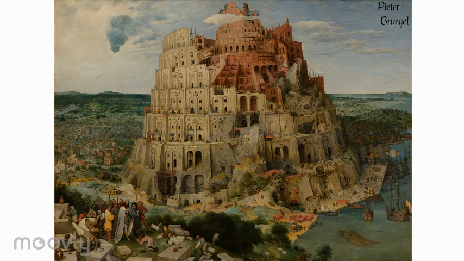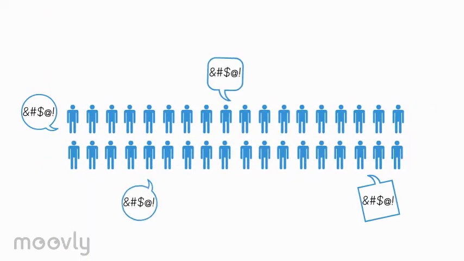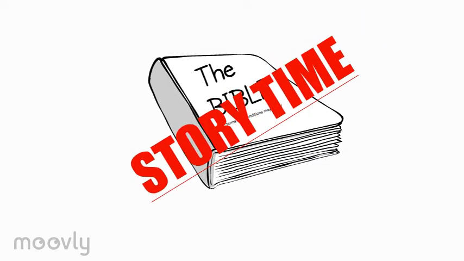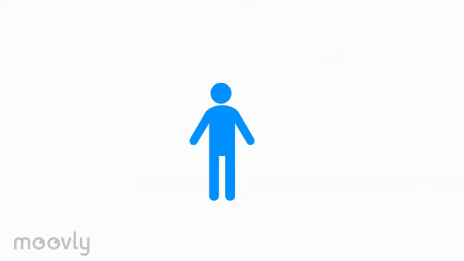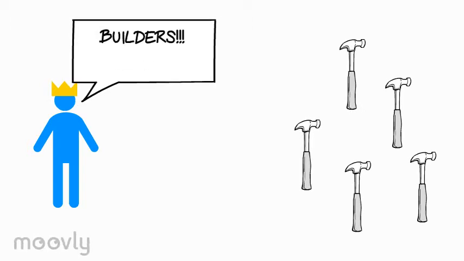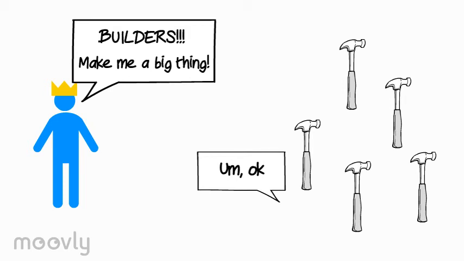I bet the first thing that came into your mind was a bunch of people babbling like idiots, and you're actually not too far from the fact of the matter. This painting is based off of a Bible story, which goes something like this. King Nimrod was the ruler of Babylon. He commanded his builders to create a massive structure in his honor, high enough to reach the heavens, so that he could cast down God himself from his throne above.